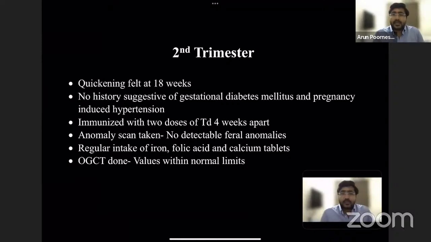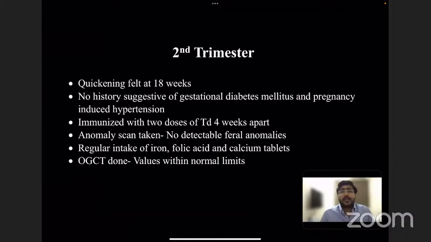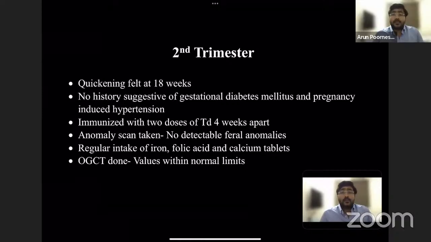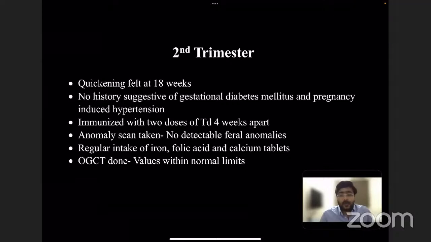So we are using TD, tetanus and diphtheria. And one more thing we can use as an alternative to TD is Tdap. What are they including? Tetanus, diphtheria, and what is the P? Acellular pertussis. Okay.